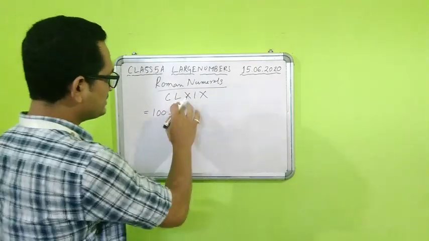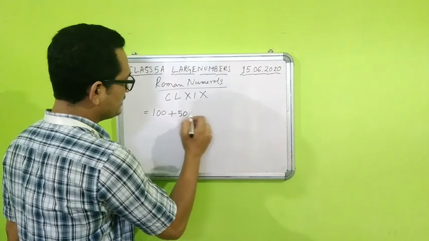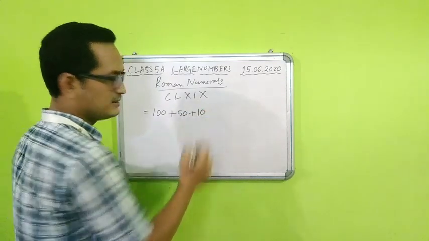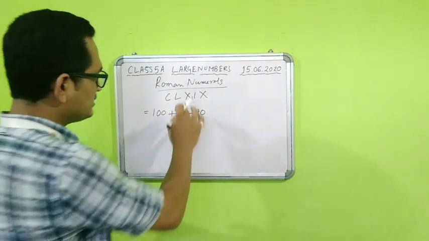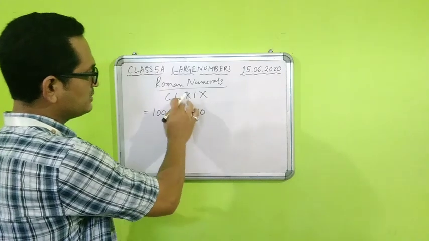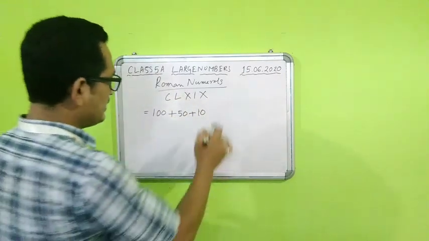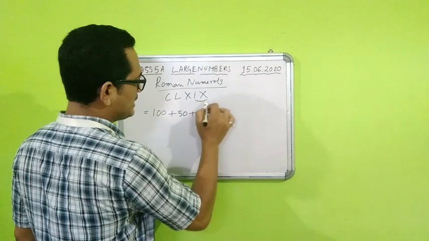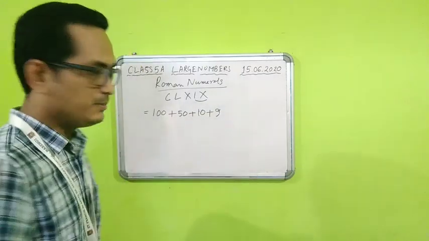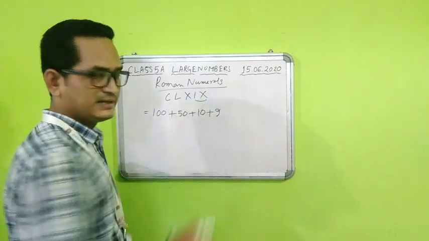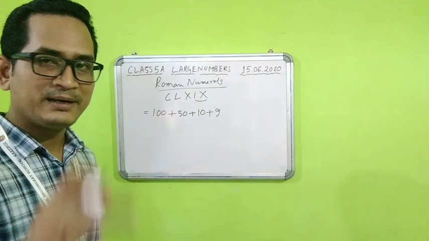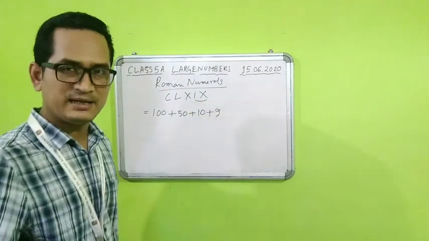Now you see L is there, and just after that X. So again, L means how much? L means 50. And X means how much? It is 10. Since the smaller one is on the right hand side of the greater one, it will be added. And finally IX. Now this IX means what? 9, because I is smaller and X is greater, so we have to subtract 10 minus 1. So obviously we know IX means 9 also.